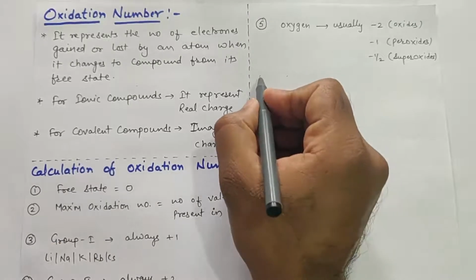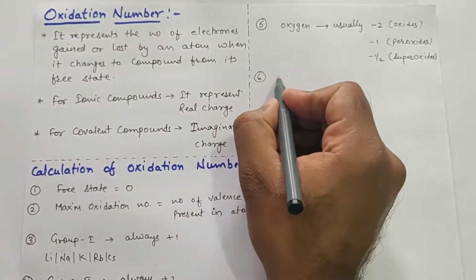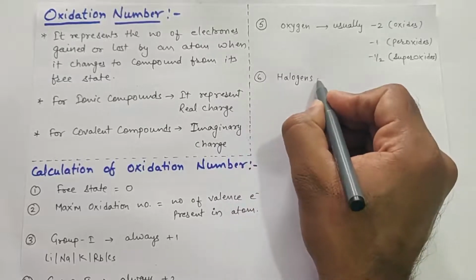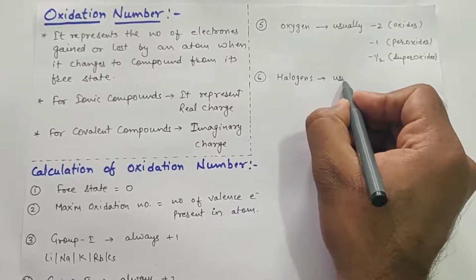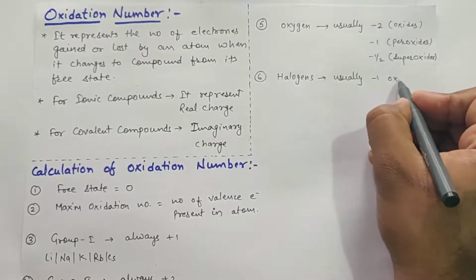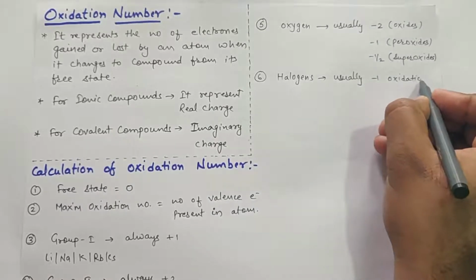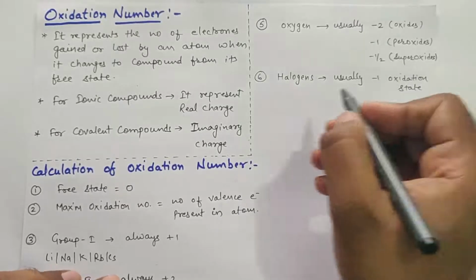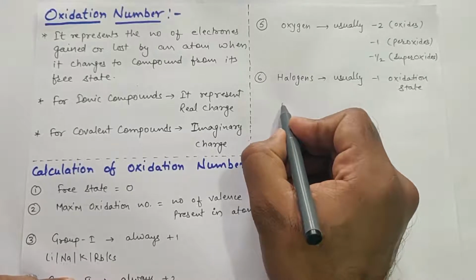Rule number 6. Halogens. Halogens usually show -1 oxidation state, but there are some exceptions.